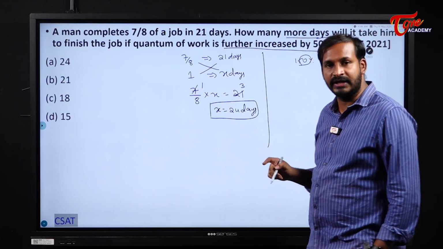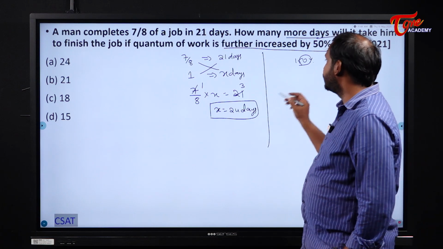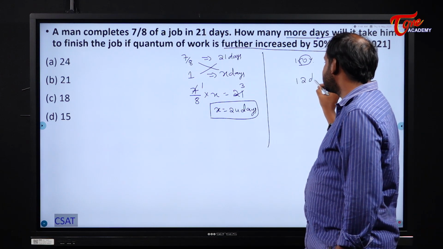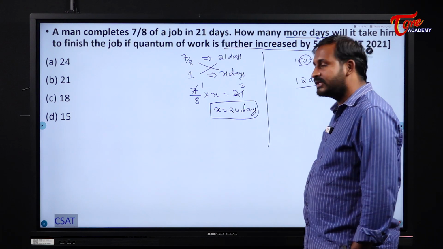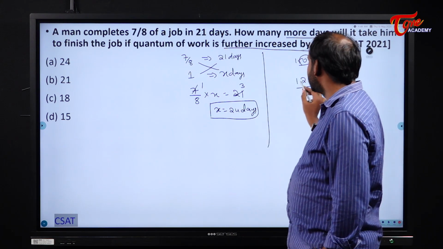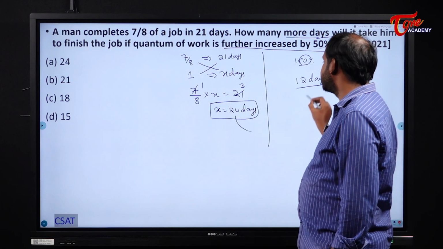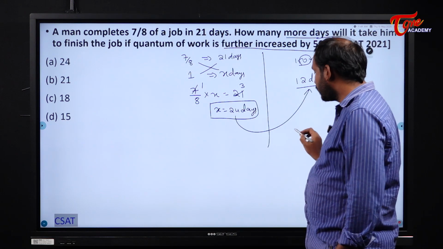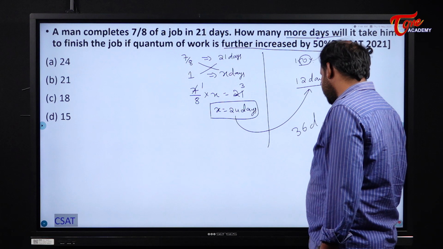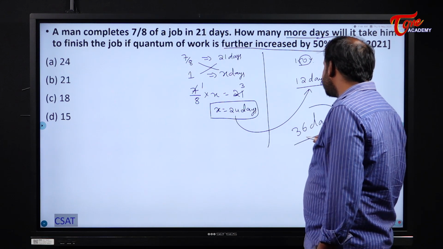What is 50% of 24? 12 days. That means he would finish the extra work in how many days? 12 days. So, overall the work will be finished in how many days? 100% plus this 50%. Overall the work will be finished in 36 days.